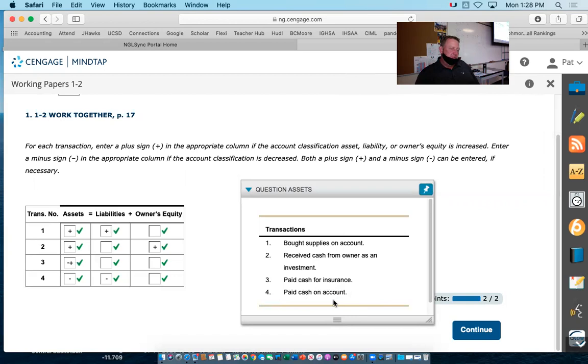Pay cash on account. Whenever you pay cash, it lowers the asset. Okay, well, how do you lower an accounts payable liability? You pay it off, take away from it. Minus, the accounting equation still equals. Plus and minus on the same side means it's back to normal, right? As long as you do the same amounts. Are there any questions with the 1, 2 work together?